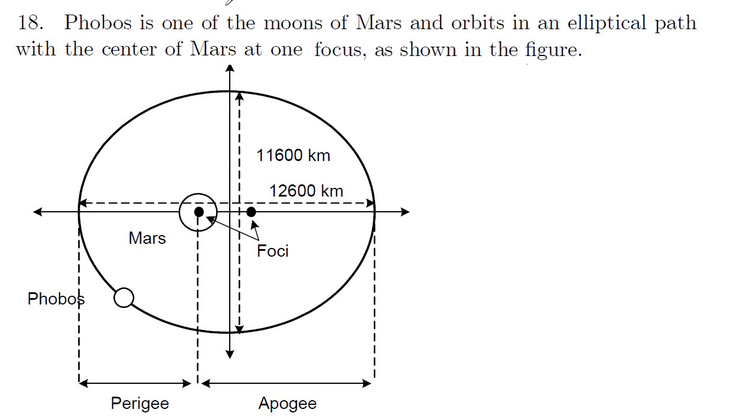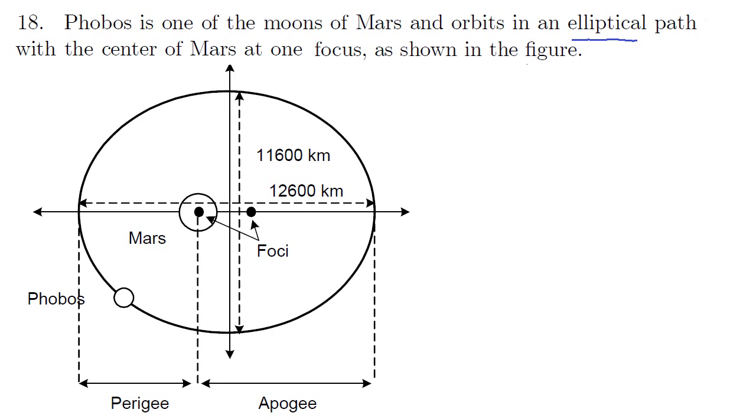In this last question, we are looking at lunar orbits for a moon on Mars. Phobos is one of the moons of Mars. It orbits in an elliptical path. Here's its elliptical path with the center of Mars at one focus. These two dots are the two foci of the ellipse. Mars is at one focus. Here's the moon, and it's orbiting around Mars.